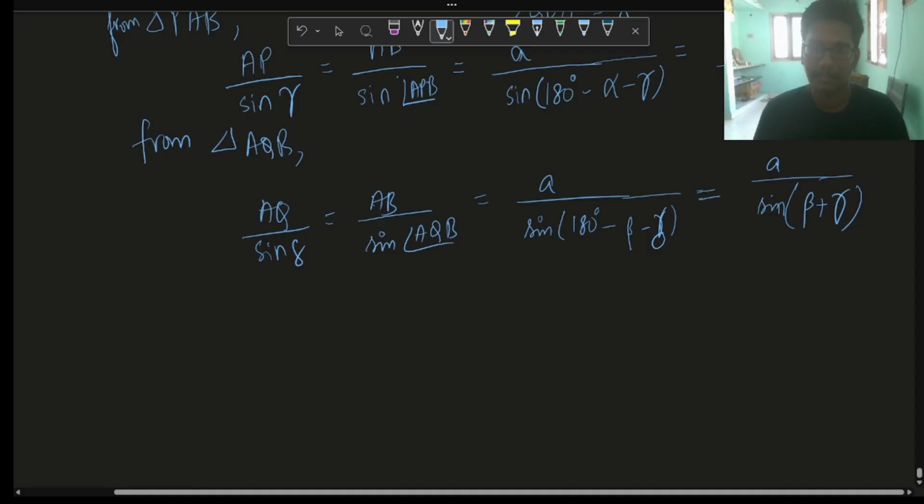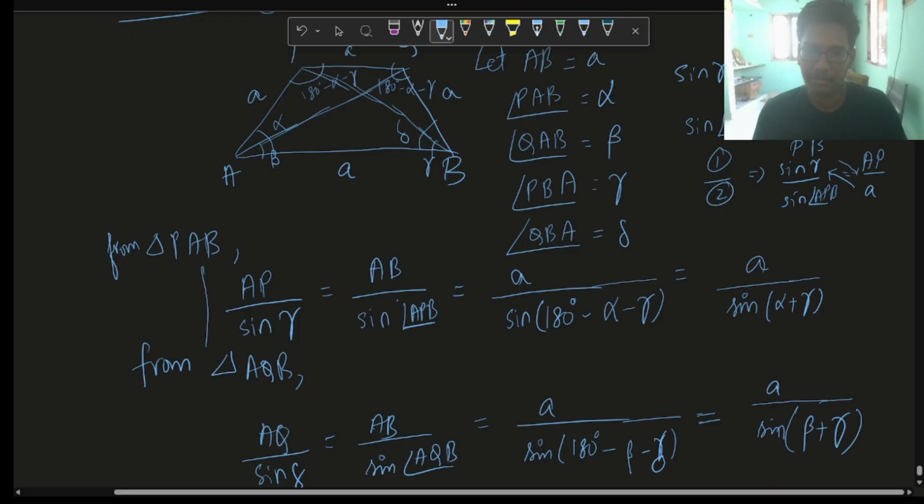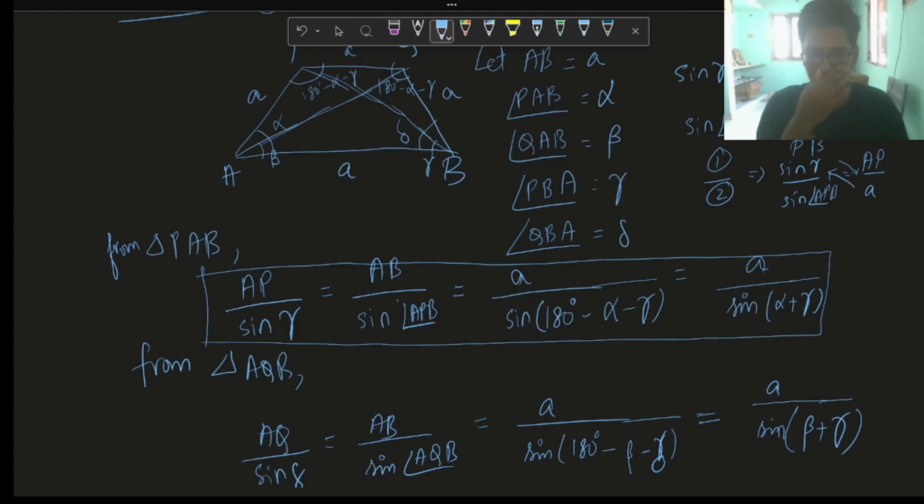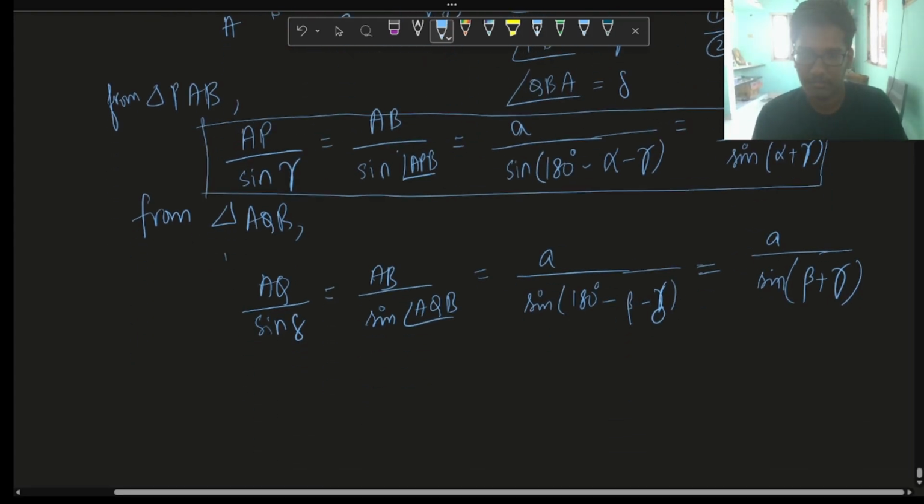So these are the important equations to be noted. We equate this.